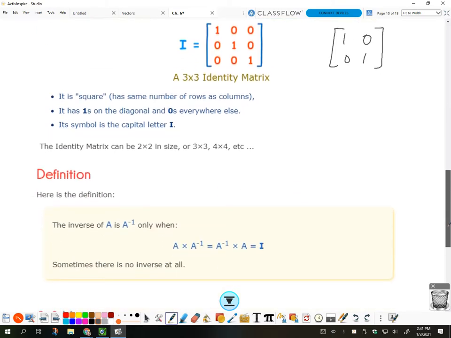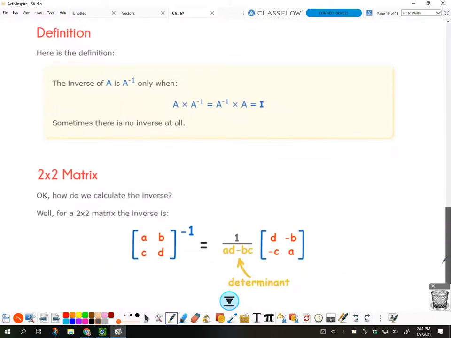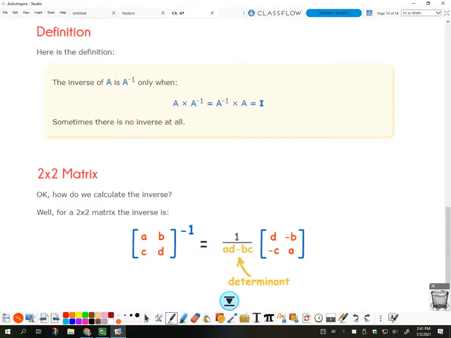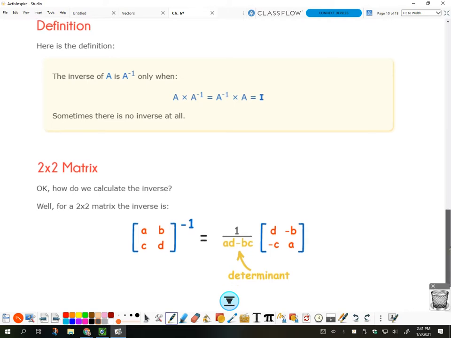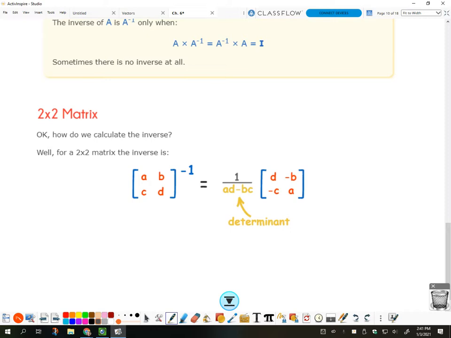The definition of an inverse is that when you multiply a matrix and its inverse, you get the identity. If we're going to find the inverse of a matrix, you can do that by hand for a 2x2. Anything bigger than that is super complicated, and you just use your calculator. For a 2x2, we will do it by hand, and it's this little formula.